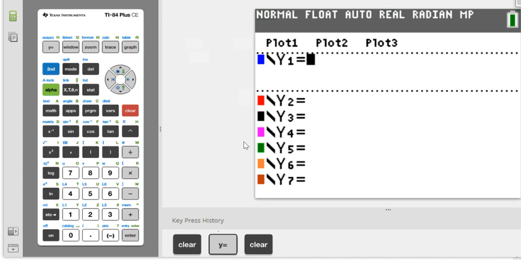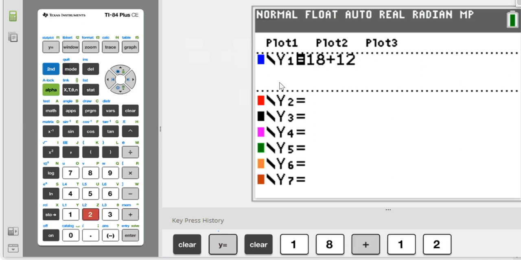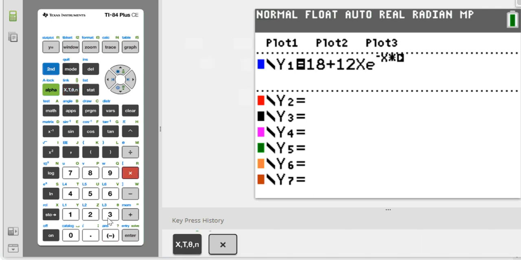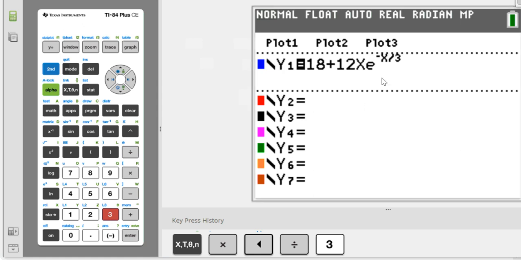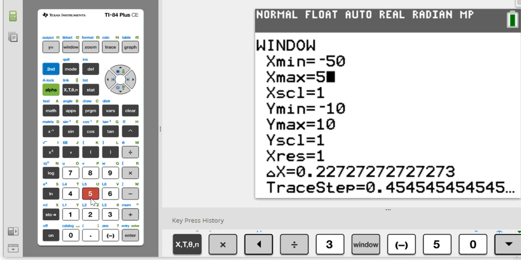So type in 18. Maybe if it'll let me. Be nice to your calculator. Plus 12 x e to the x, so second natural log, negative x over 3. Plus 12. And then I don't know what my window is going to look like, so I'm just going to change my window just for safety from negative 50 to 50 for both x's and y's.